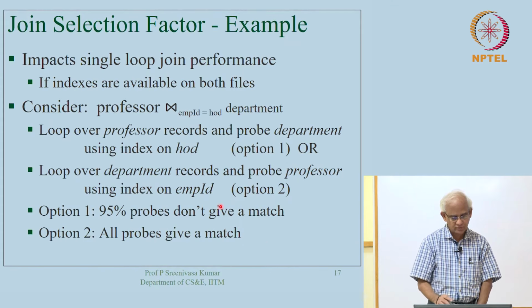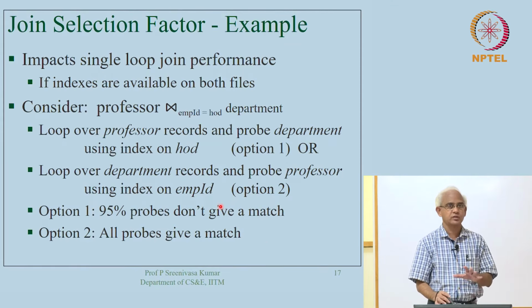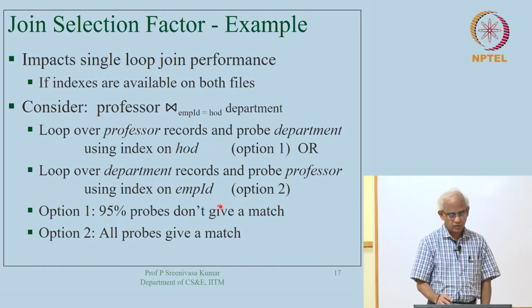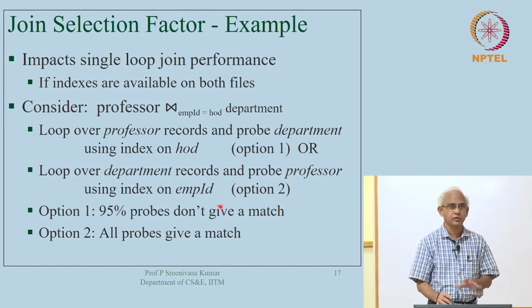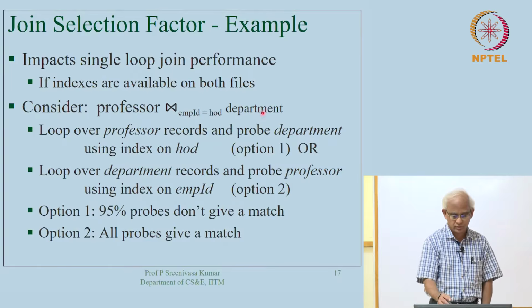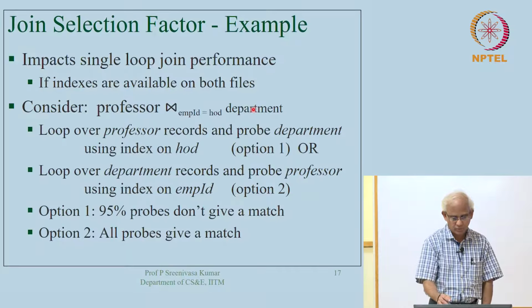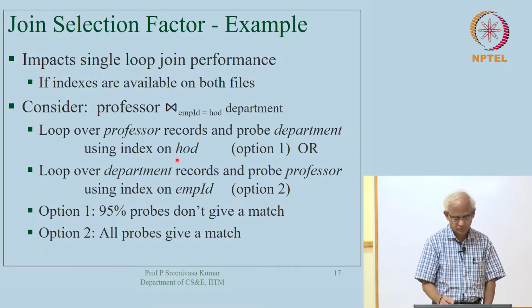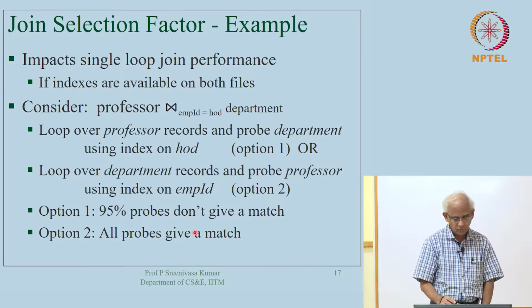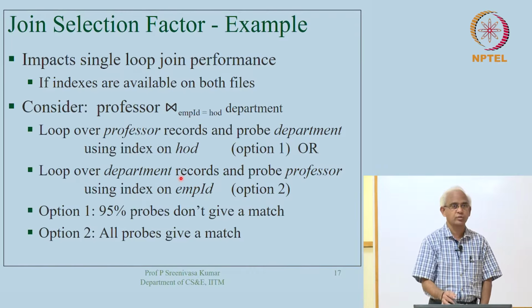So this join selection factor will influence what is the correct way of doing the join, which one is to be used in the outer loop, and whose index has to be used. Of course, this is assuming that indexes are available on both files.